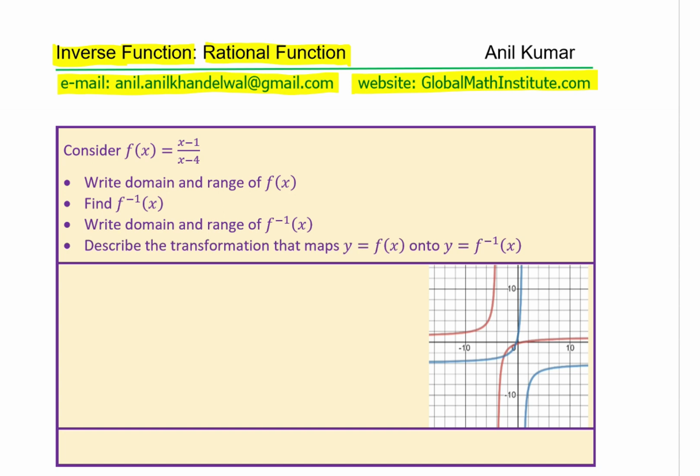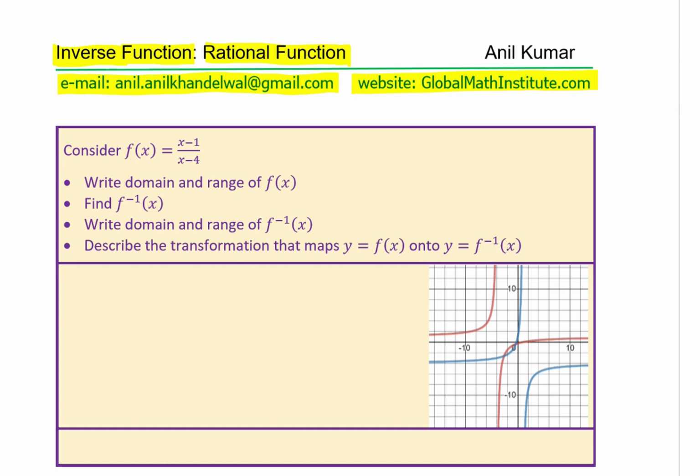Question for you here is, consider f of x equals x minus 1 over x minus 4. Write domain and range of f of x, find f inverse of x, write domain and range of f inverse x, and most important, describe the transformation that maps y equals f of x onto y equals f inverse x.